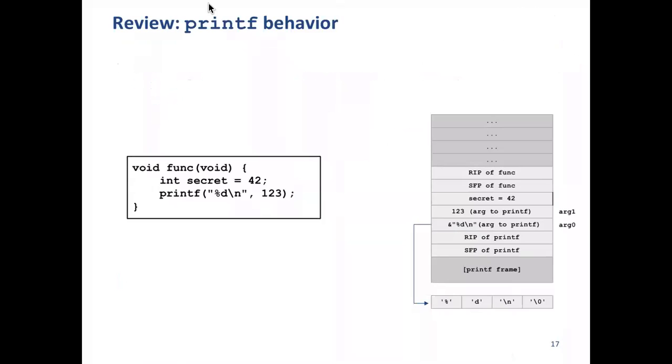Okay, let's look at this printf behavior. This is a function, and you define an integer secret and assign a value of 42, and then execute this printf with percentage sign D, backslash n, and 123. Do you see any problem here? Before that, it will go something like this in a stack.